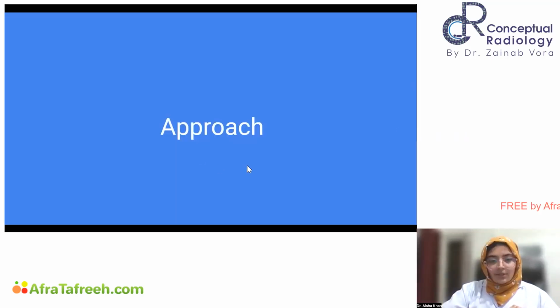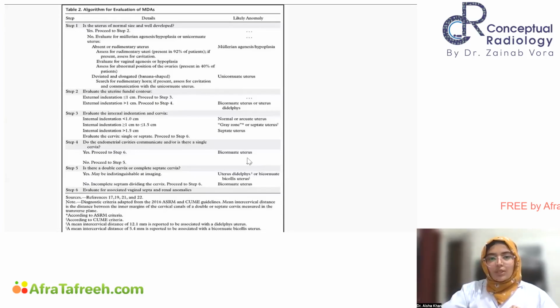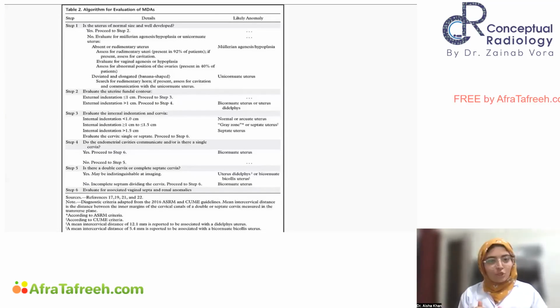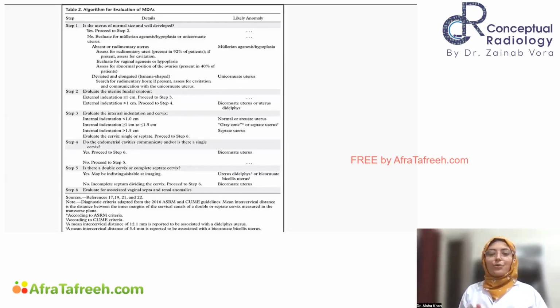So इसके बाद we come to the approach में, this is a simple algorithmic approach which is given in a Radiographics article. So you can go back and read this very simple 6-step method of how you have to approach any case of Mullerian anomalies. And if you want, you can take a screenshot here and remember this next time when you are confronted with a case.